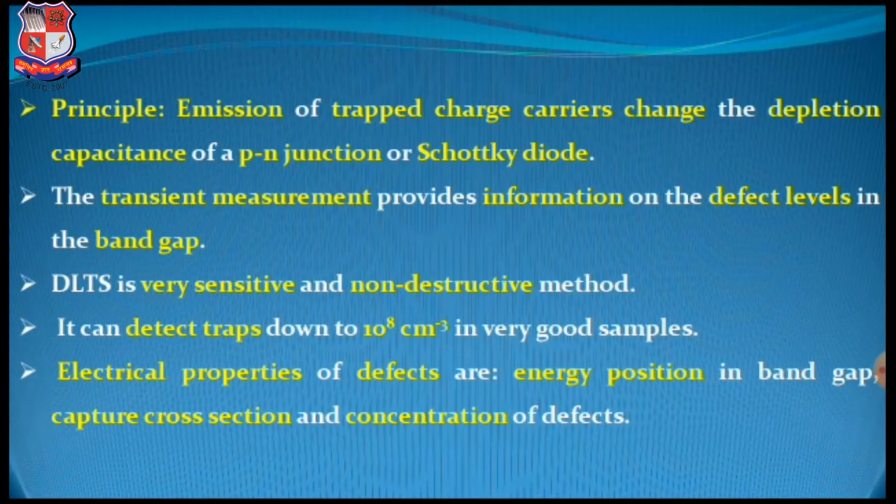DLTS method can also detect traps down to, see this is very important, the level of 10 raised to 8 per centimeter cube in very good samples. Moreover, electrical properties of defects. What kind of electrical properties are there? Number 1, energy position in the band gap. Number 2, capture cross section. And number 3, the concentration of defects. So all these three properties can be identified, and further improvement tasks can be carried out to enhance the performance of the tested semiconductor.